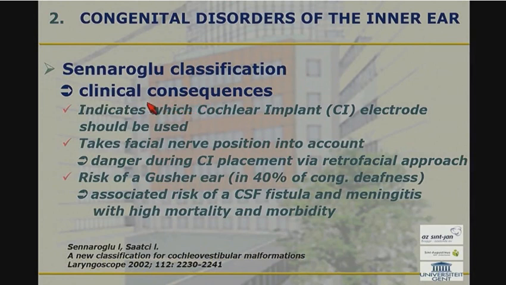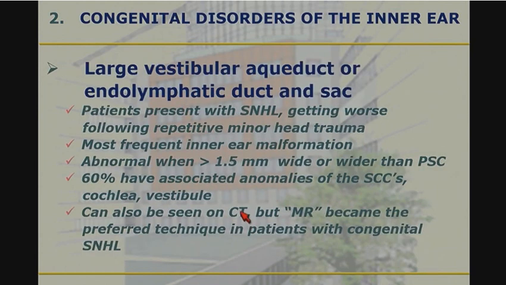And so we can see better in detail what happens inside the cochlea, also with MRI, and it helps the surgeon to know which electrode he has to use, depending on the classification. He also knows which malformation has an abnormal facial nerve course, so where he has to be careful for the facial nerve, and where the gusher ears are. So then he has to seal it, because if you get a meningitis, you have a high mortality and morbidity. So it's really important to know that.